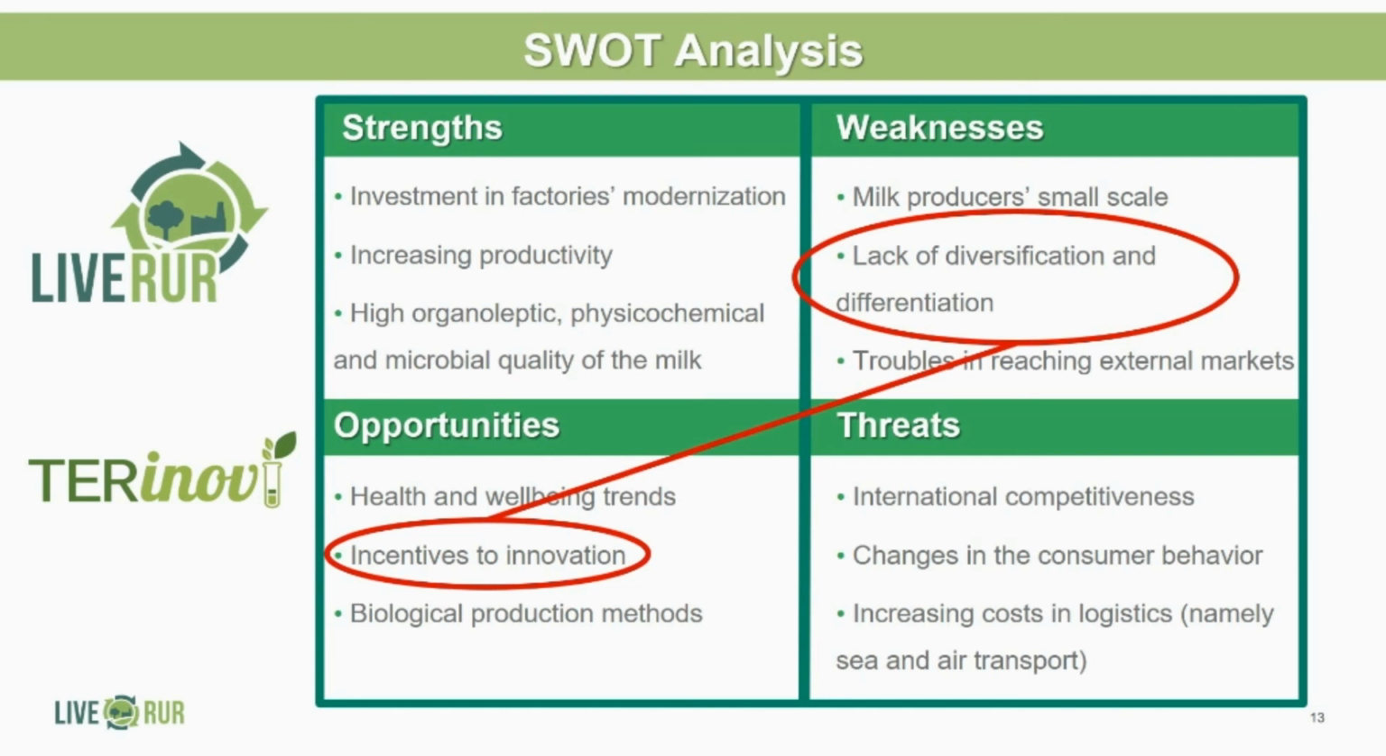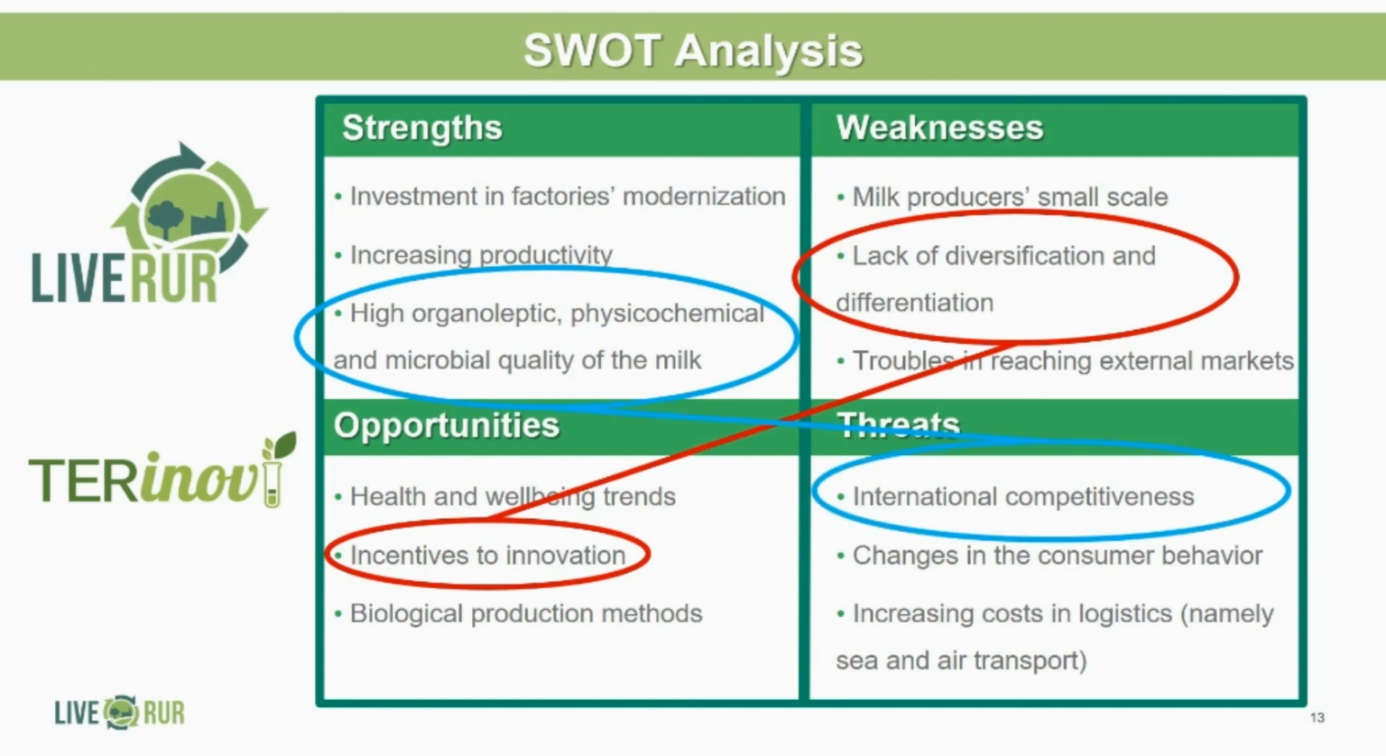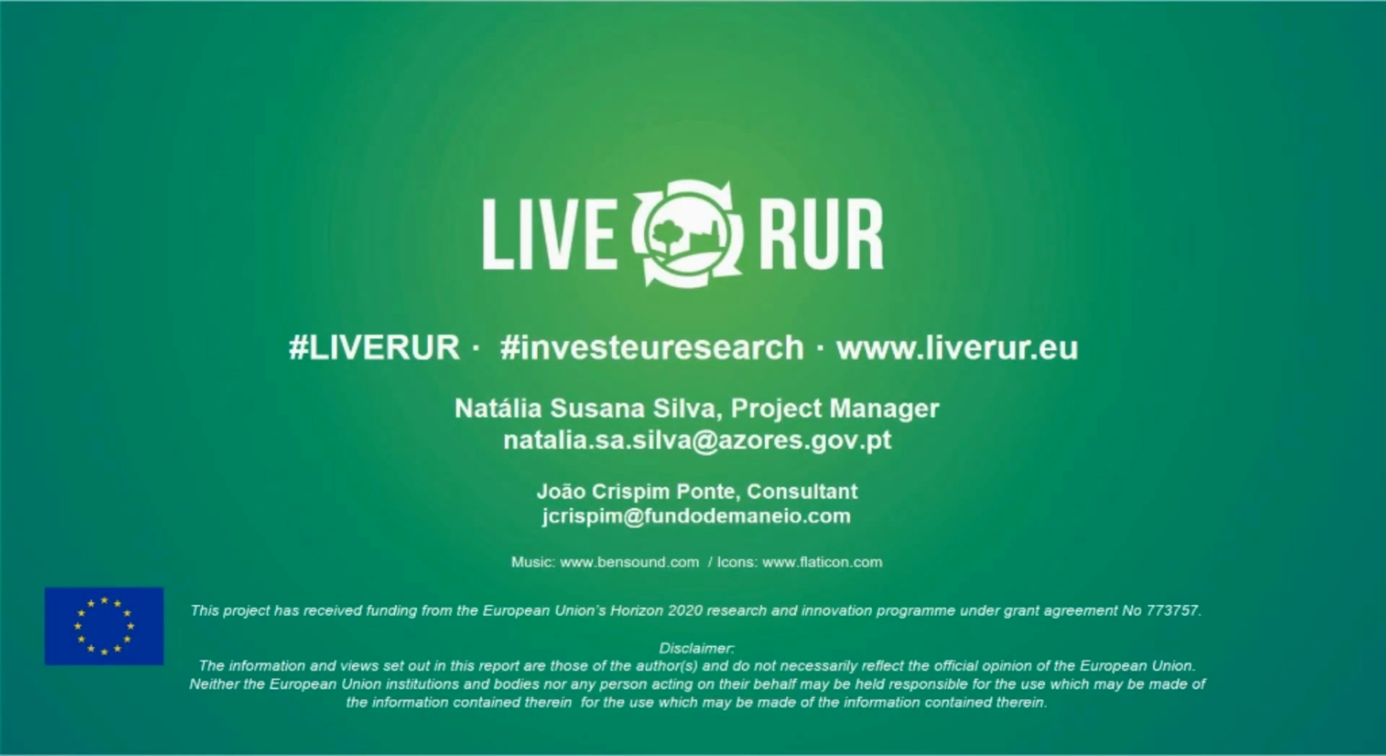We can also combine strengths and threats to adopt diversification strategies. In this case, we can structure a new marketing approach based on the milk's high quality in order to increase its competitiveness in international markets. Following this rationale, many other approaches can be considered. The Azores Pilot Living Lab now has a purpose that fits its context and answers to its real-life setting. In the next videos, we will be using other tools to structure the Living Lab's activity.